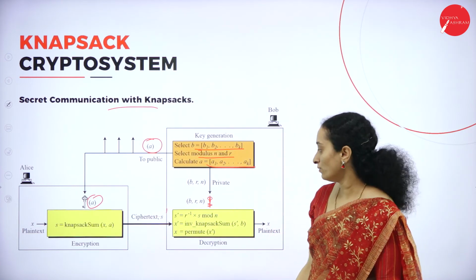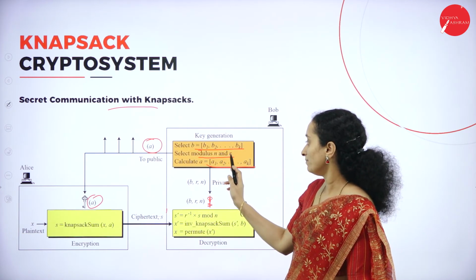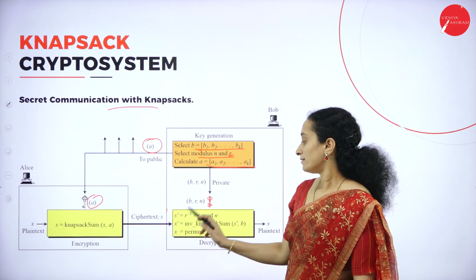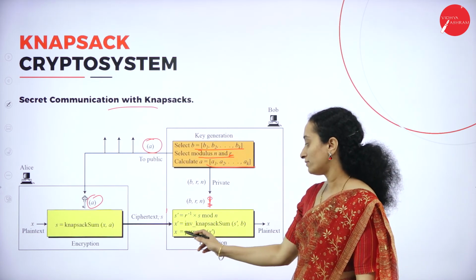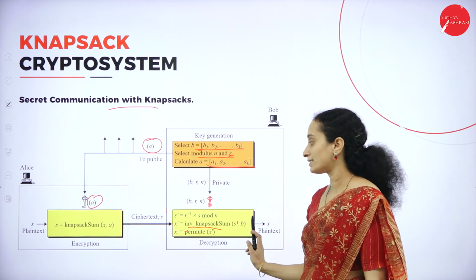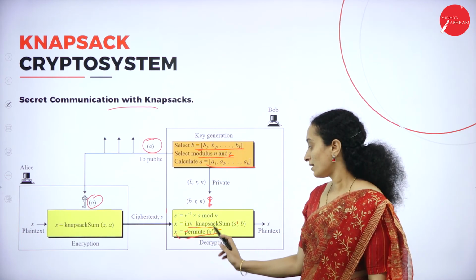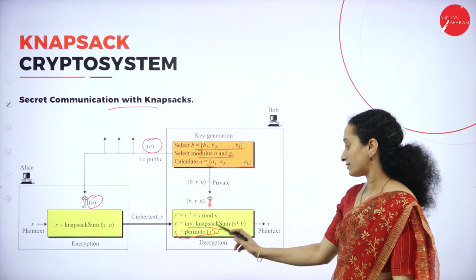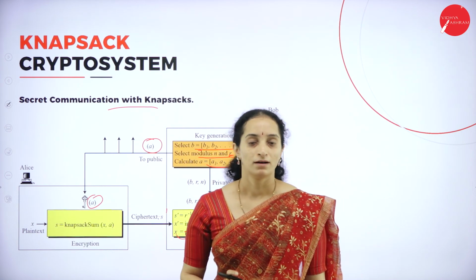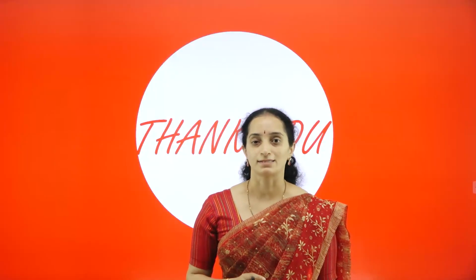So this is the knapsack sum value. This S will be used to calculate S dash equals R inverse into S mod N. Then x inverse will be calculated with the inverse knapsack sum function with S dash and B. Then we calculate x, that is the actual plain text, by permuting the x inverse, which gets you the plain text. So this is how the knapsack sum function gets the ciphertext from the plain text. Thank you.